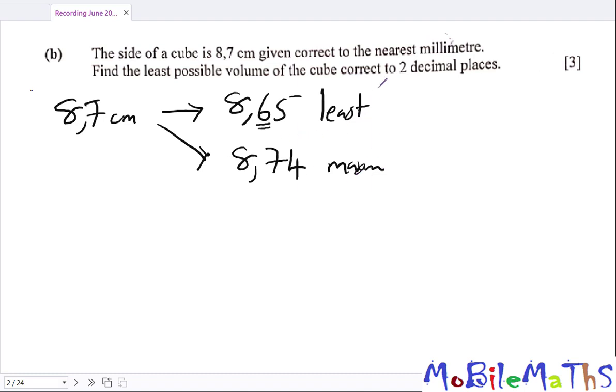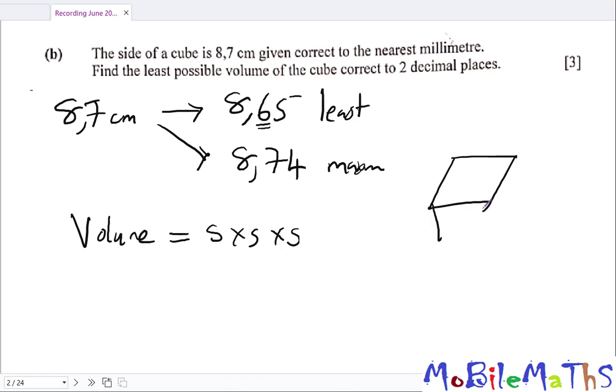Okay, so as we are using the least one, let's use that one and calculate. Volume of a cube, we know a cube has got 3 sides, so volume of a cube is equal to side times side times side. We can even say length times width times height, because our cube is normally like this. It will have the height, the width, and also the length there.